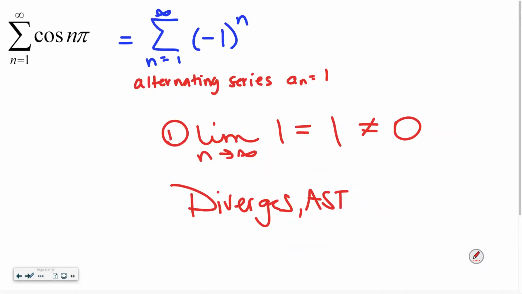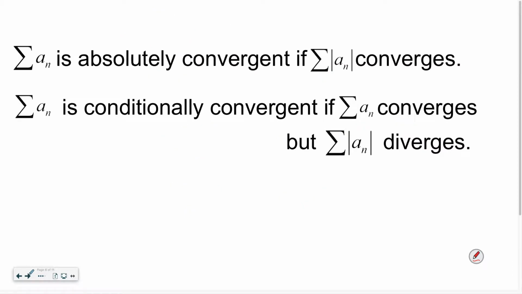Is that like a trick or something? It's not a trick. We would just call that conditionally convergent versus absolutely convergent. So if it converges with or without the alternating piece, we call it absolutely convergent. But if it only converges because it's alternating, like the one I just pointed out, it's conditionally convergent. It's only converging because it's alternating.